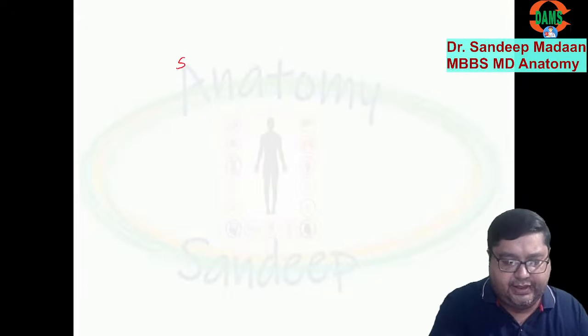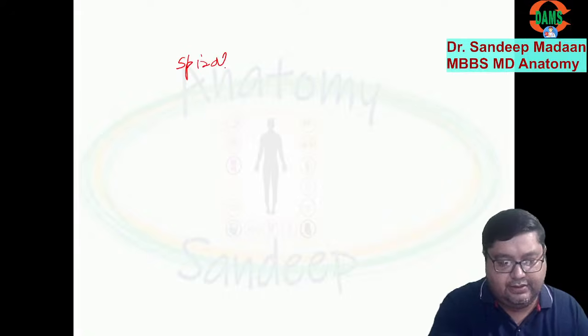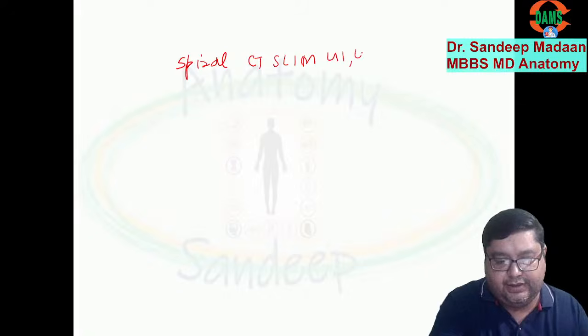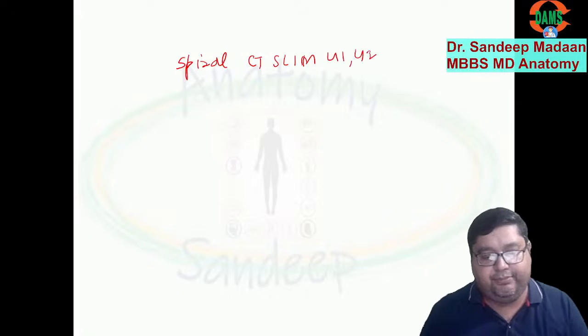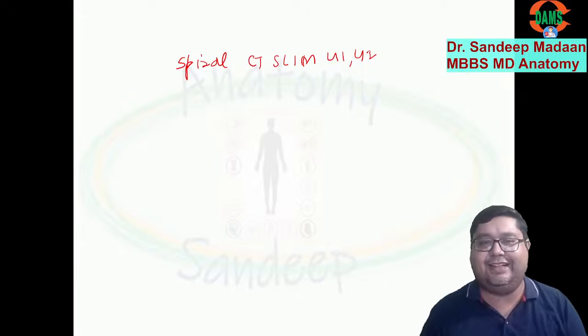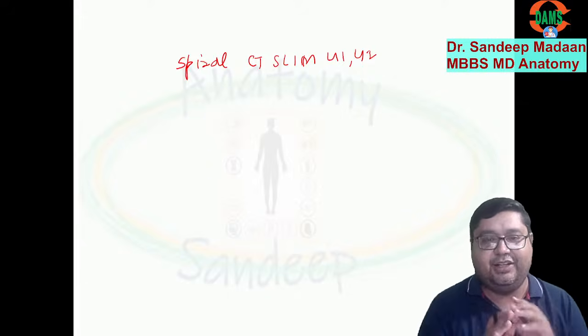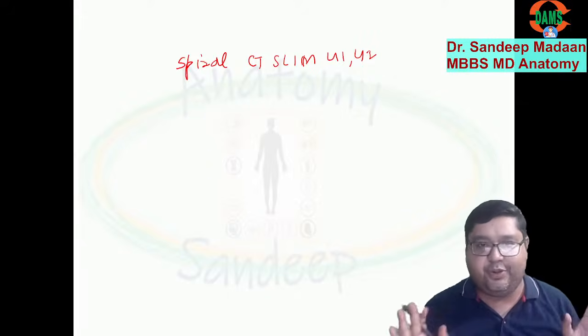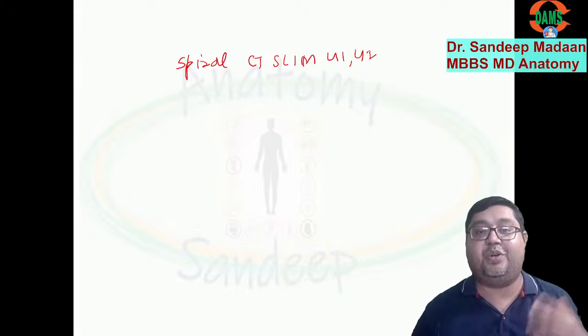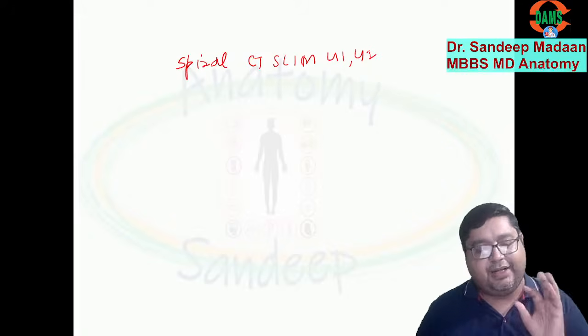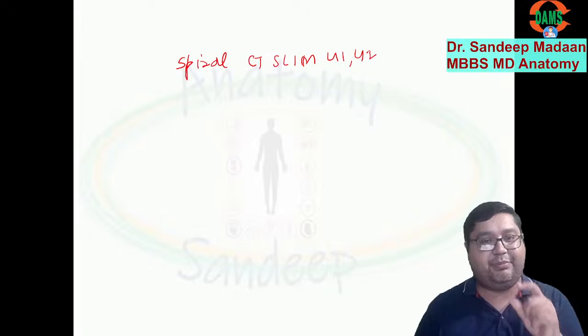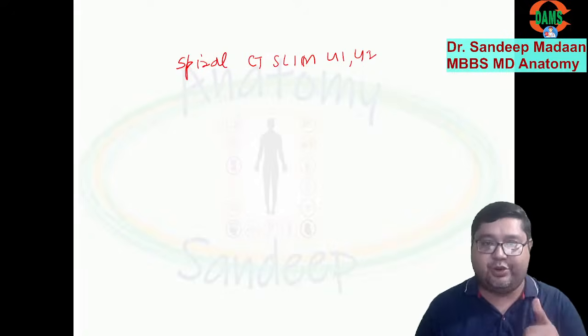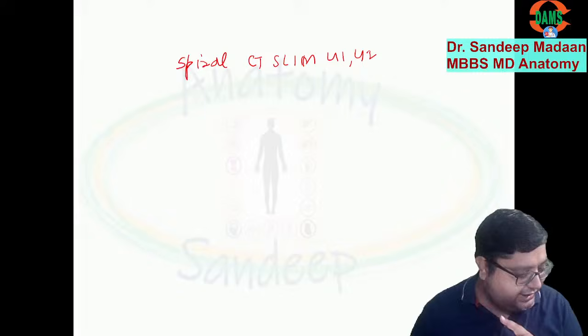That goes like spiral, C, T, S, L, I, M: 41, 42. Now, of course, I totally agree that with the word SLIM, the number 41, 42 is not doing any justification. It should be 26, 28. I totally understand. But I am writing 41, 42 because the primary auditory area number is 41, 42. Is that all okay? Yes.